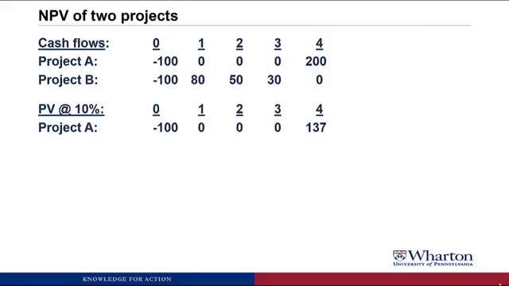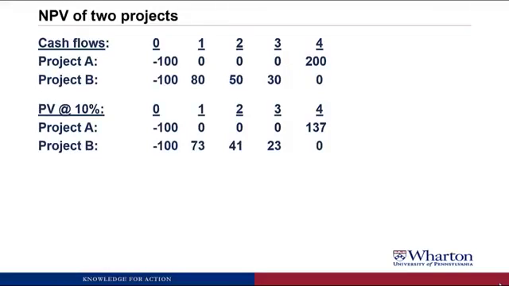So for project A, we still pay $100 because that's today's dollars, but we don't receive $200 in terms of today's dollars. We only receive $137 in terms of today's dollars. So 137 is the present value of 200 4 years from now at 10% interest.